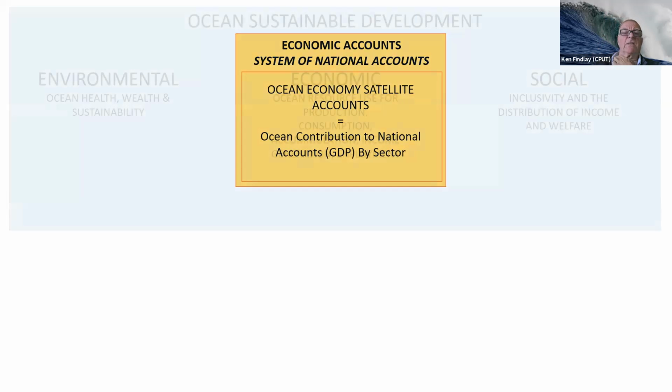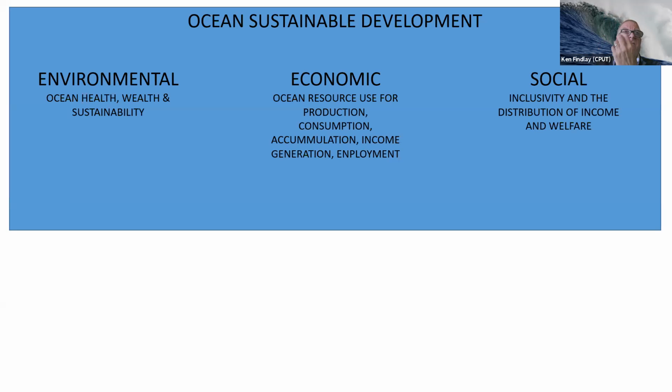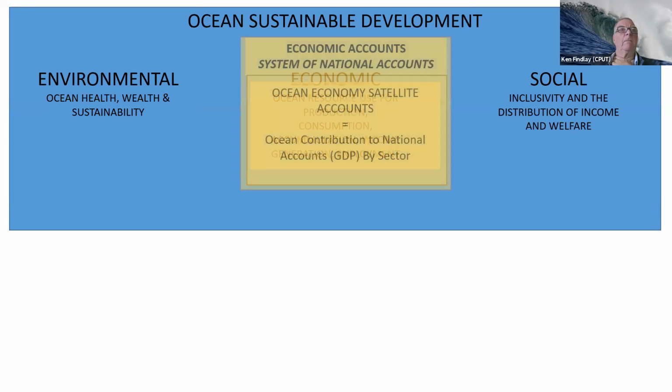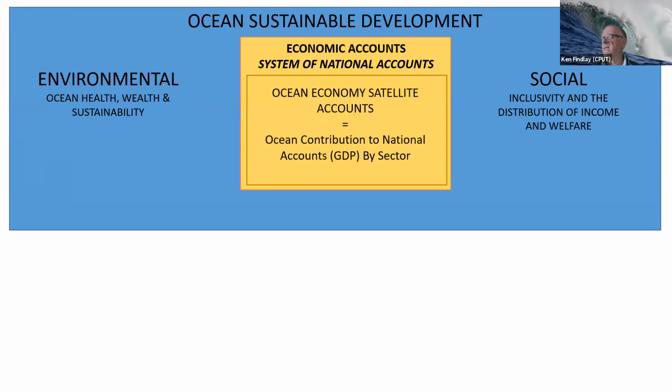If we were to look at ocean sustainable development, as we've put forward in this talk, we want to look at environmental, economic, and social aspects. Environmental in terms of ocean health, wealth, and sustainability. Social aspects in terms of inclusivity and the distribution of benefits and welfare. The economic activity of the two models, whether it's an oceans economy model or an ocean sustainable development model, is exactly the same. I'm not dismissing it as a process.